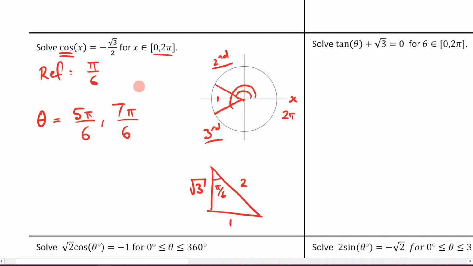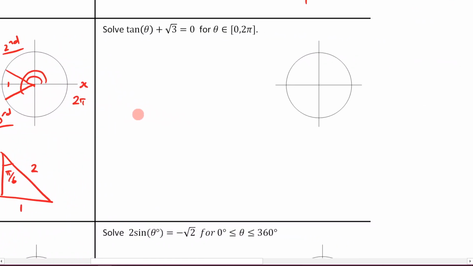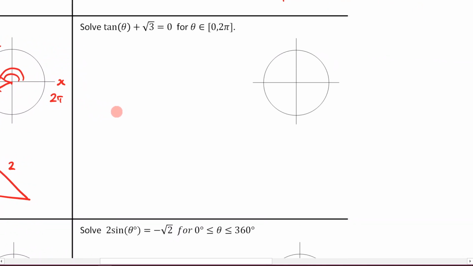The only time I'm going to get negative the square root of 3 on 2 is in my second and third quadrants, so I stop there. That's what that means. Perfect. Let's come over here now. As you can see, this one's a little bit different. We're going to have to do some rearranging before we do anything else.